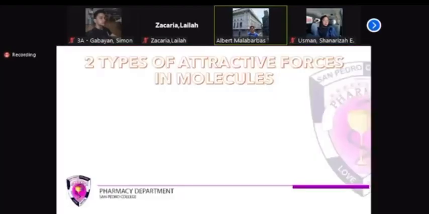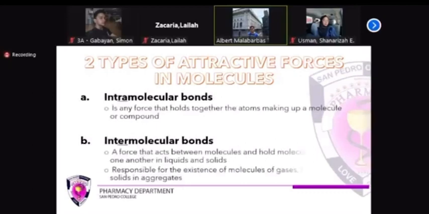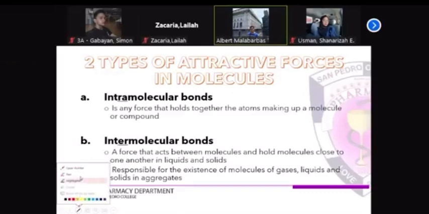Okay, now let's talk about the first area, the binding forces between molecules. Now, there are two types of attractive forces in molecules. We have intra and then intermolecular forces. So, how would you differentiate the two?